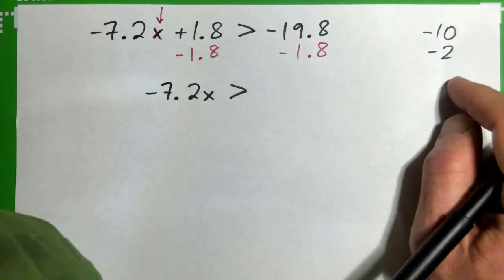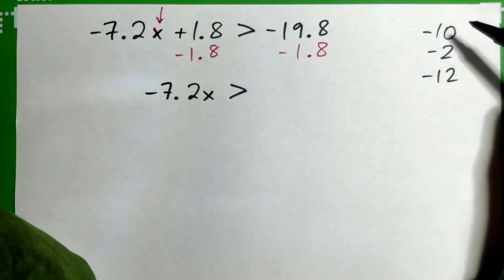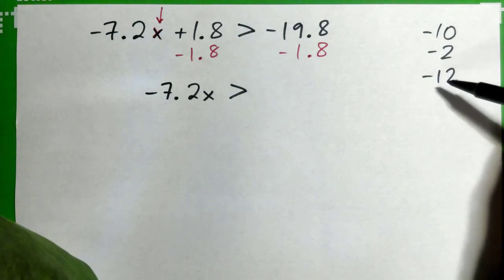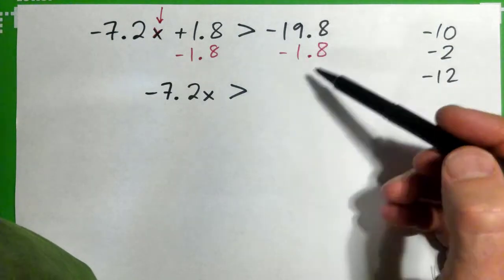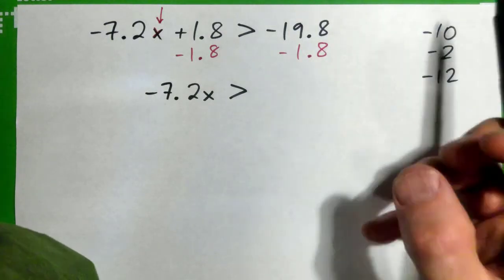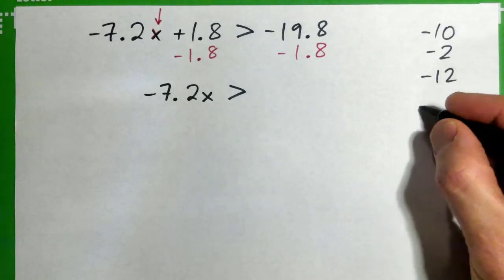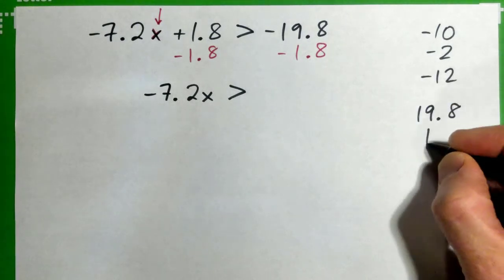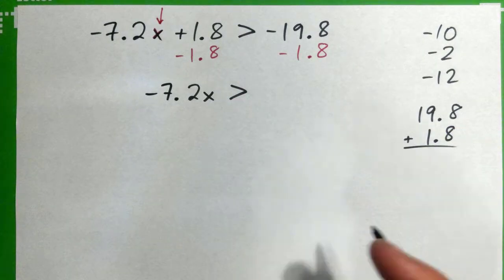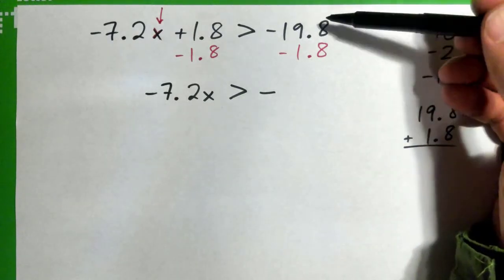Negative 12. So it's like I'm in debt by $10 and then I spend $2. Now I'm in debt by 12, right? So that should happen in this case. We should end up with a larger negative number, so to speak, right? So we've got to go 19.8 and 1.8 and add them, right? And then the answer will be a negative number, because I'm in debt by $19.80 and I spend $1.80, so I'm going to be in debt even more, right?